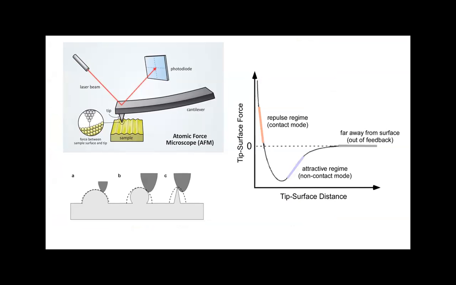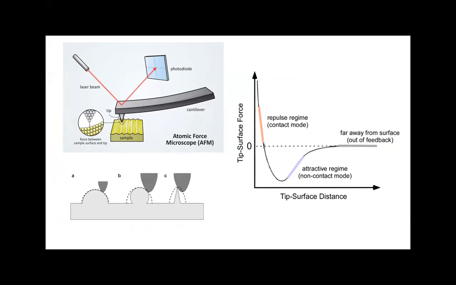The geometry of our tip can actually affect the resolution of what we're looking at. As you can see here, this fatter tip can't really define these sharp points very well. So you're limited there.